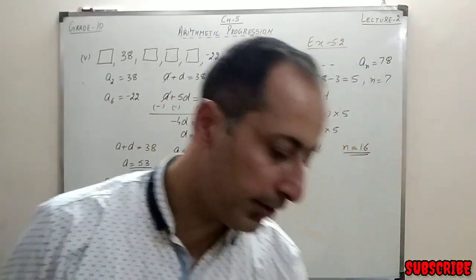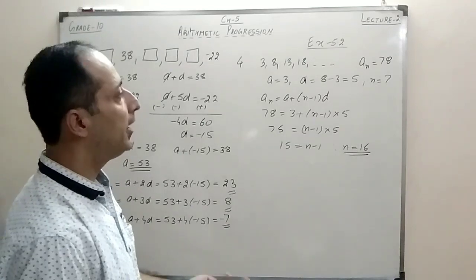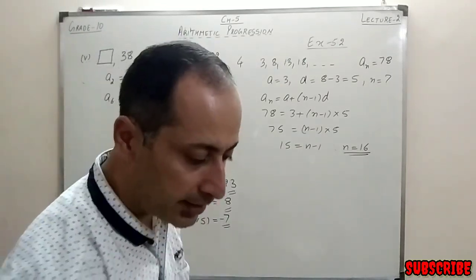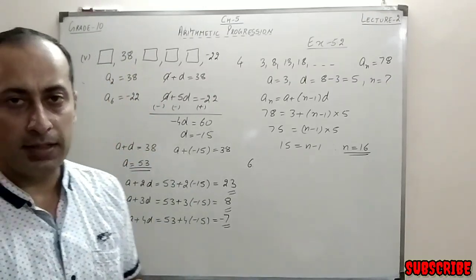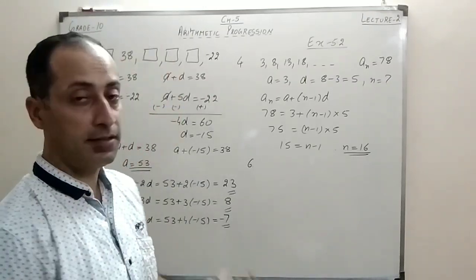Same way you can do the fifth question also. It's the same. We have to find n also. Now let's see the sixth question. It's a little bit different in the sense of what they're asking.